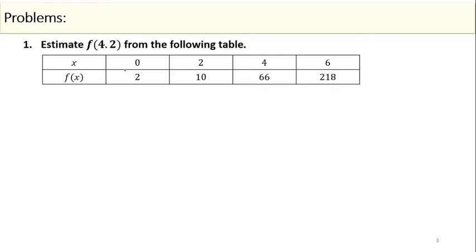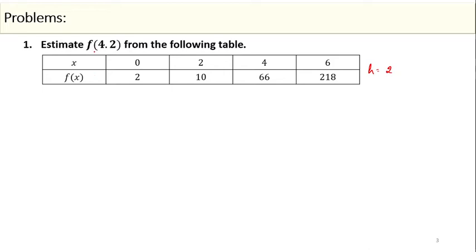Here observe that the values of x are equally spaced. That is, if we add 2 to 0, we get 2, and 2 plus 2 is 4, and 4 plus 2 is 6. That is, here the values of x are equally spaced by the value 2. This equal value is called the interval of difference or step length. So, here the interval of difference h is equal to 2.